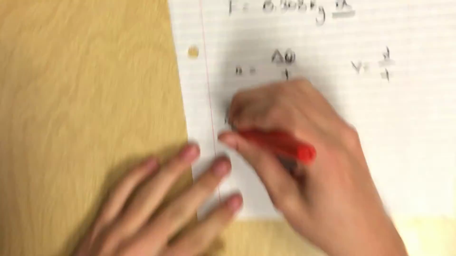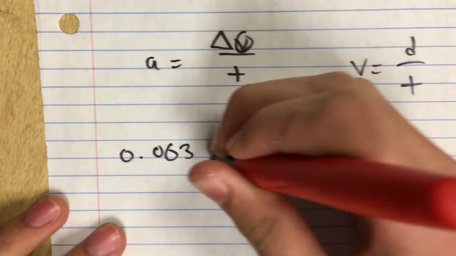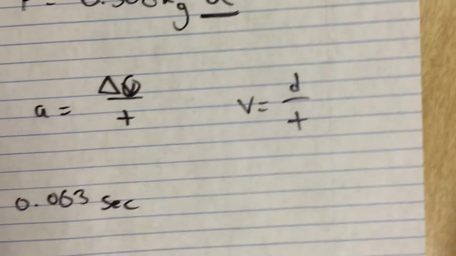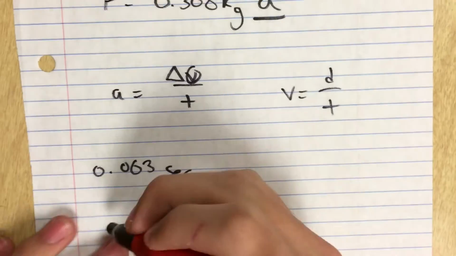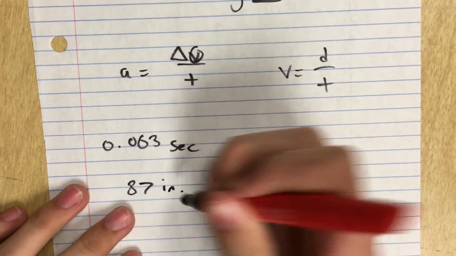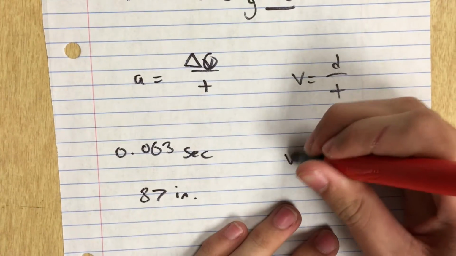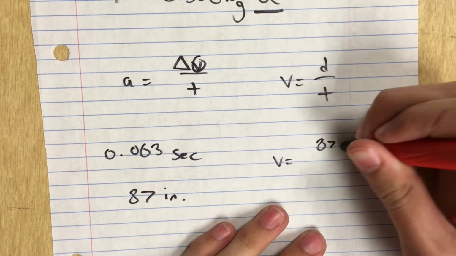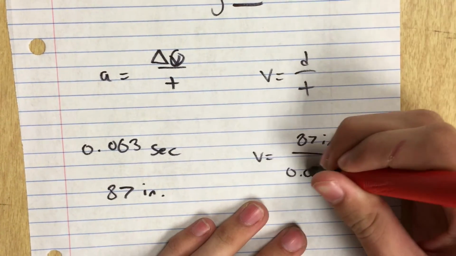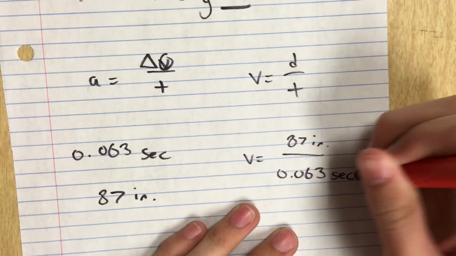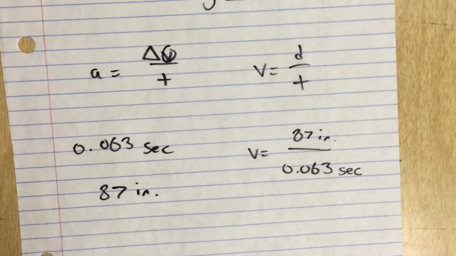So the measurements we found were 0.063 seconds after calculating that 63 milliseconds is that many seconds, and approximately 87 inches. So now that we have this, it can be said that velocity is equal to 87 inches over 0.063 seconds, but for this calculation, we want this in meters per second squared.